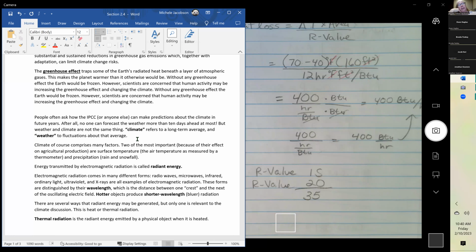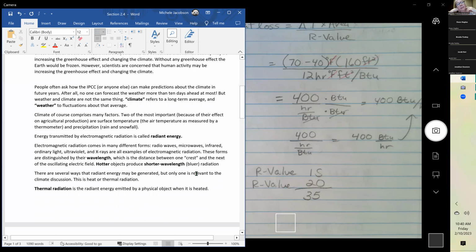But climate is over time, over a long period of time. What patterns are we seeing? And so we can be a little bit more accurate. We can show the changes over time, whereas weather is in the now, and it does change very quickly.